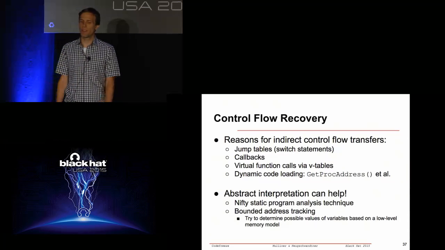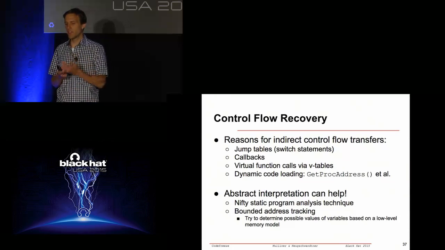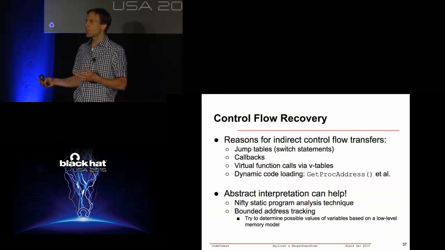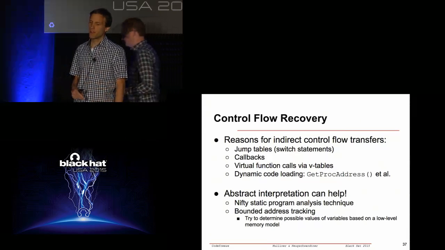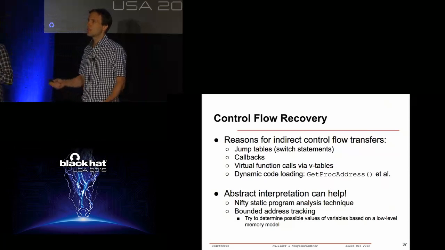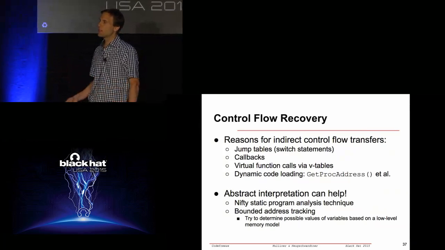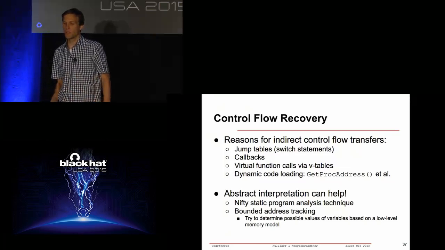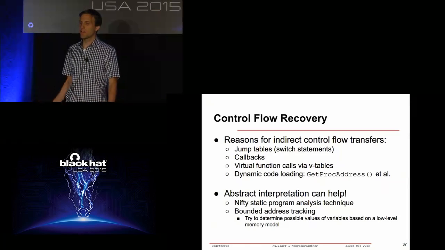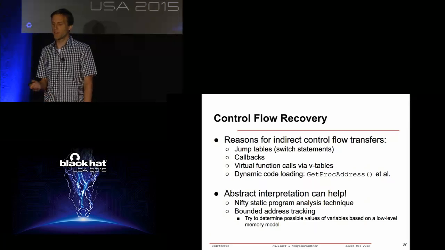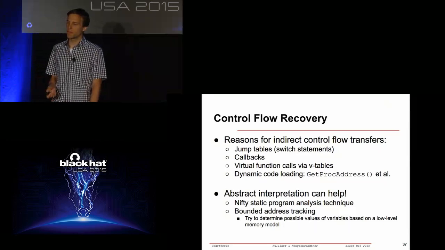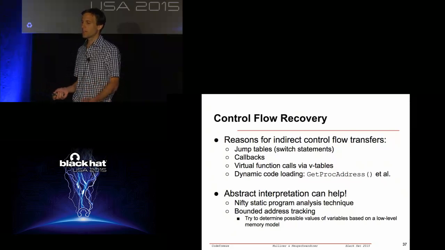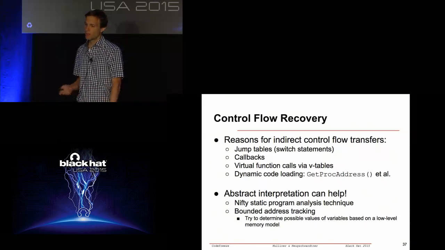Reasons for indirect control flow transfers are manifold. One thing is jump tables, which are generated when you have switch statements, where you have tables in memory with all the addresses. Then there are callbacks. Say you want to register a callback with the DLL, then you have a function pointer that's going to be used and is only determinable at runtime. Another thing is virtual function calls, if they're implemented via vtables for object-oriented C++ code. And then, of course, dynamic code loading, where you use functionality like GetProcAddress to resolve the function address at runtime.